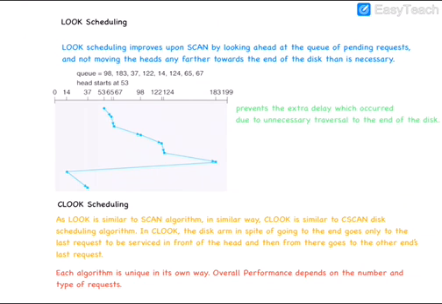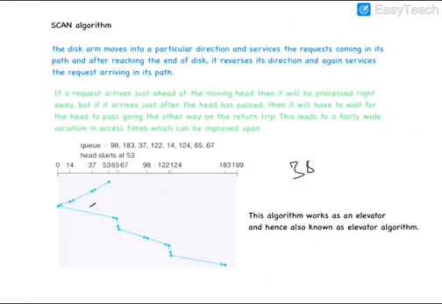Look disk scheduling. Look scheduling improves upon scan by looking ahead at the queue of pending requests and not moving the heads any further towards the end of the disk than is necessary. How look improves on scan: in scan we start with the head movement in this direction, and the last request in this direction is 183. So in scan, after processing 183, we reach the end of the disk, and again we reverse the disk arm direction and process the requests.